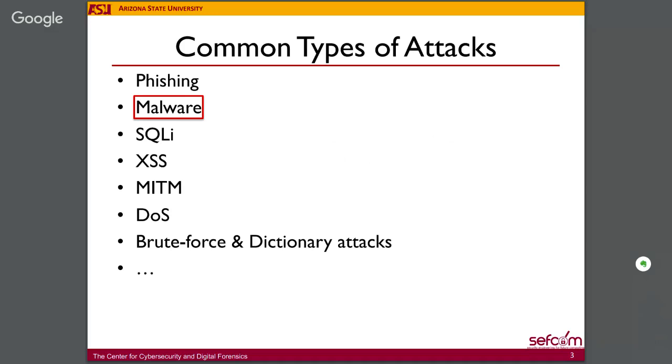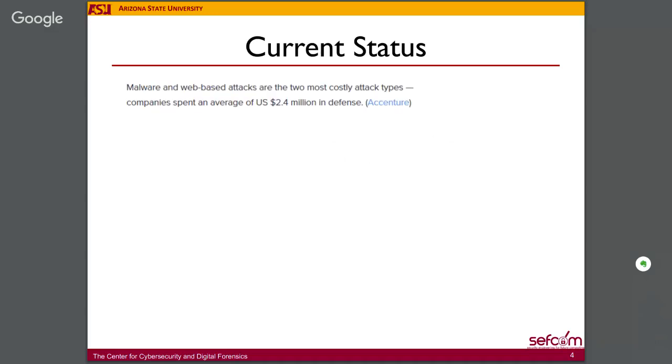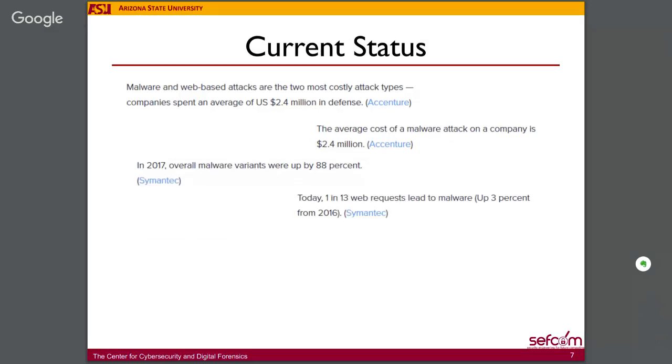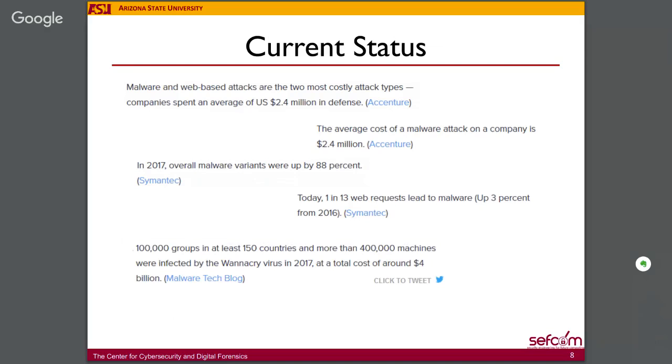Today, we are of course going to focus on malware. So, what is malware? Before we go into the definition, let me show you the current severity of malware attacks. I just found these report headlines with one single Google search. As you can see, especially in 2017, overall malware variants were up by 88%. That shows just how destructive malware can be, and it is one of the most popular attack methods in today's network security. It is a serious problem, basically.